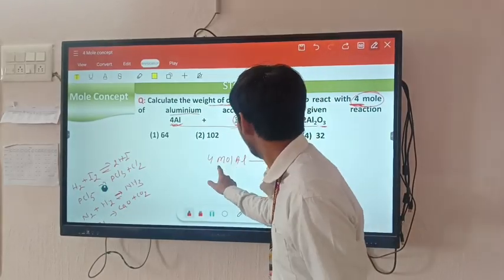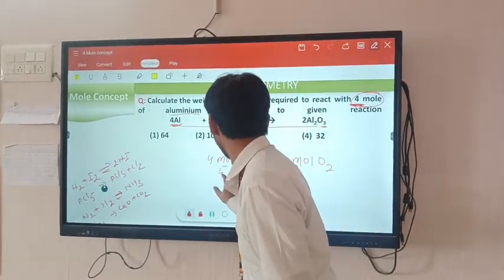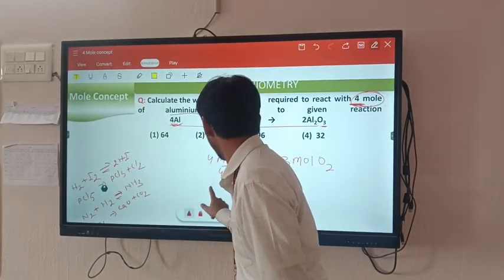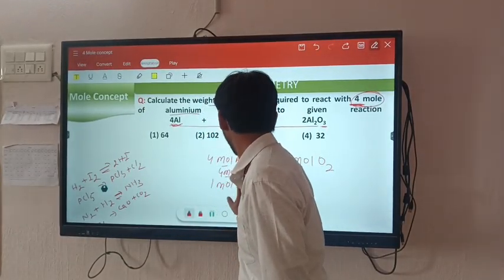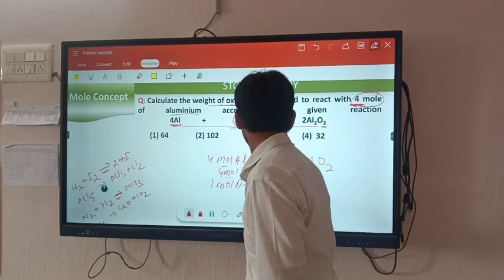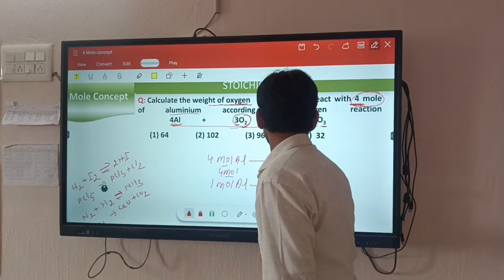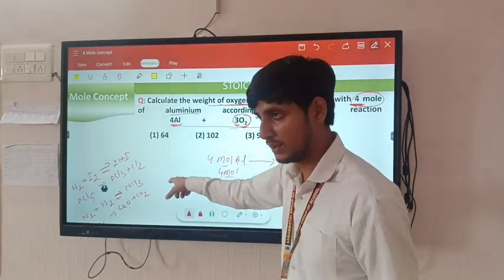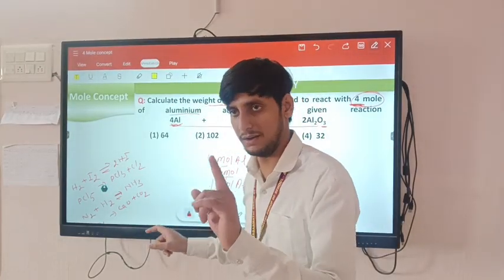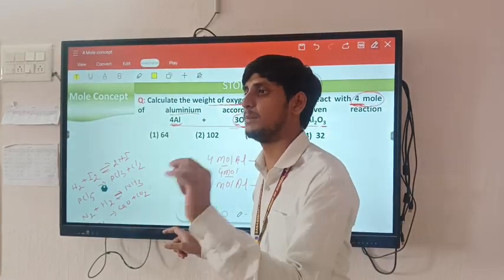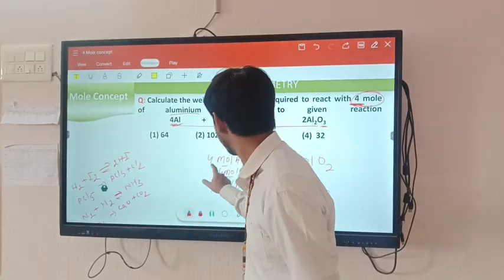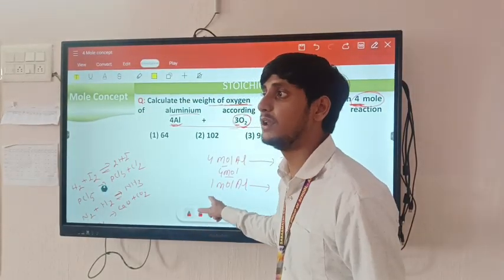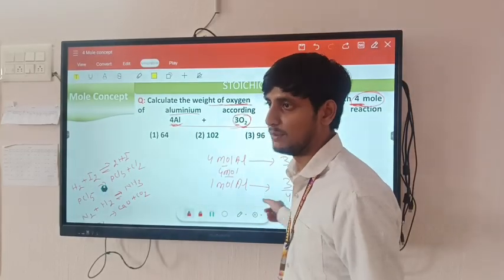These are the given data, right? Now 4 mole. Now convert into unit 1. 1 mole aluminium requires 3 by 4 mole oxygen. In the unitary method always convert into 1. Means 4 mole aluminium requires 3 mole oxygen, means 1 mole aluminium requires 3 by 4.